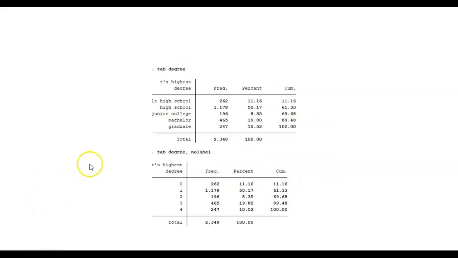So what if we just, instead of doing the continuous variable, what if we used ordinal variables? So in this case, we did degree instead of education. So we have respondent's highest degree, we have less than high school, high school, junior college, bachelor, or graduate degrees. We wanted to do tab degree, nolabel, so we can see what all of these represent. So 0 represents less than high school, 1 represents high school, 2 is junior college, 3 is bachelor, 4 is graduate degree.